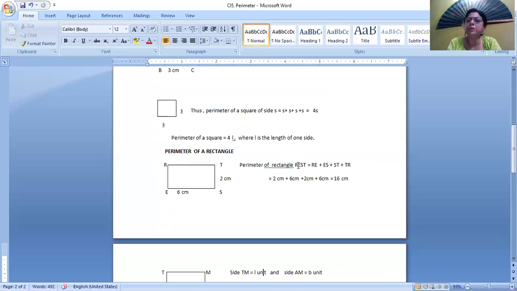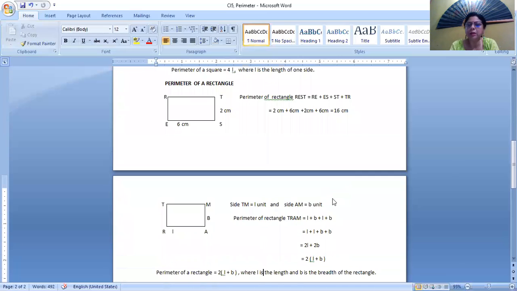The perimeter of rectangle REST will be what? RE, one of the sides, plus ES, plus ST, plus TR. So don't miss out on any of the sides. Then RE is what? 2 centimeter, because these two are the same. So accordingly, we write 2 centimeter plus 6 centimeter plus 2 centimeter plus 6 centimeter is equal to 16 centimeter. So till here, I hope it's clear.